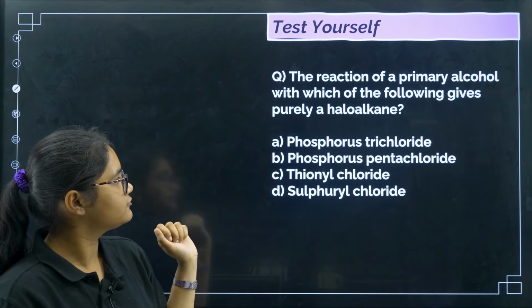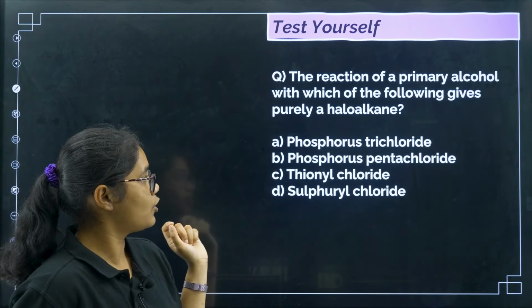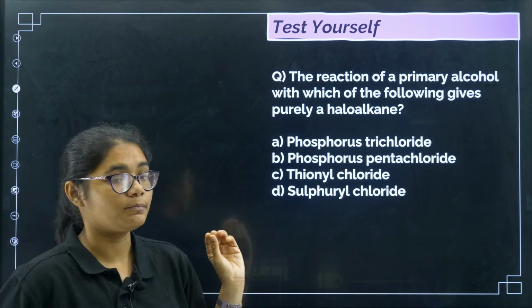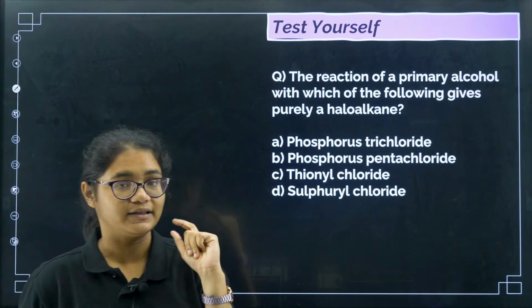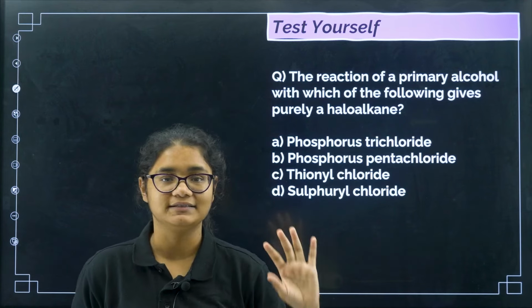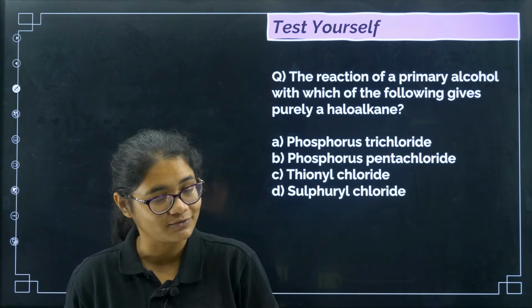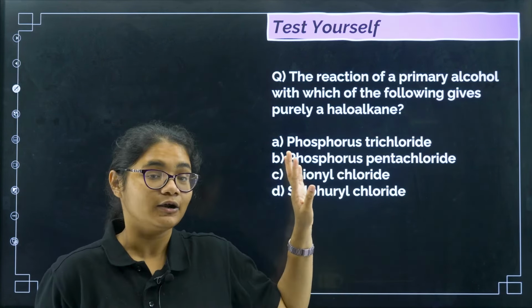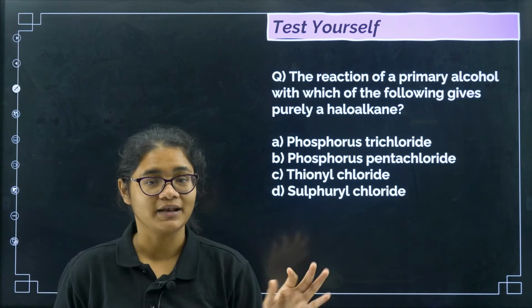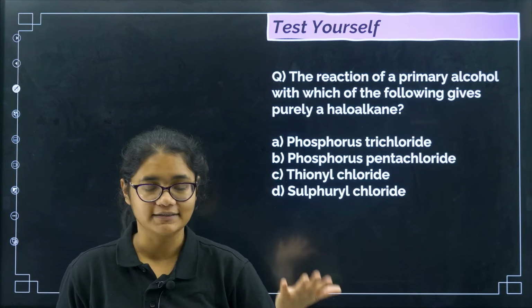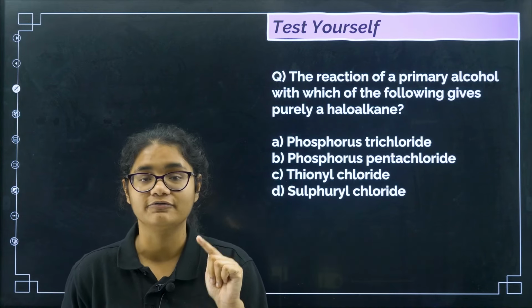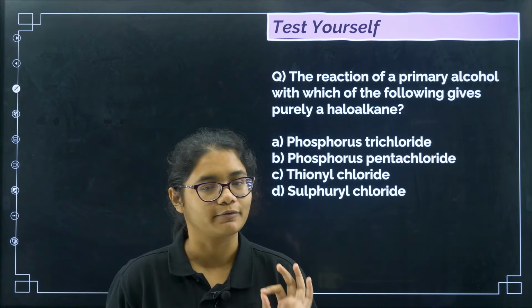Now this is a question for you: the reaction of primary alcohol with which of the following will give you purely haloalkanes, okay. So you can see the options and then try this question. Next class I will answer this question, and those who already know the answer, if you have learnt today's class, definitely you can answer this question. If you have any doubt, we'll discuss in the next class, but those who have already done it, do not forget to comment down the homework question answer.